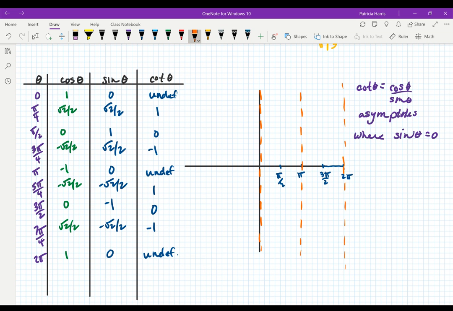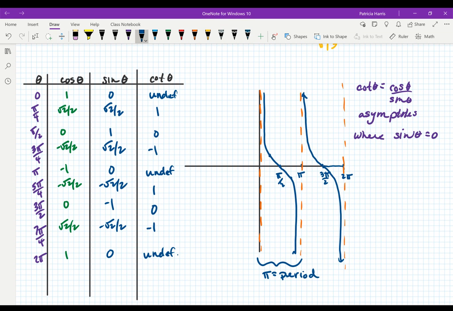Now when you do graph cotangent, you'll notice that the 1 happens at pi over 4. So let's call that 1, and the negative 1. So it looks like a backwards S. Again, there is no amplitude. And your graph looks like that. Again, your period is pi, and that's the distance between the asymptotes. So personally, I think cotangent is a little bit easier than tangent, but that's just me.